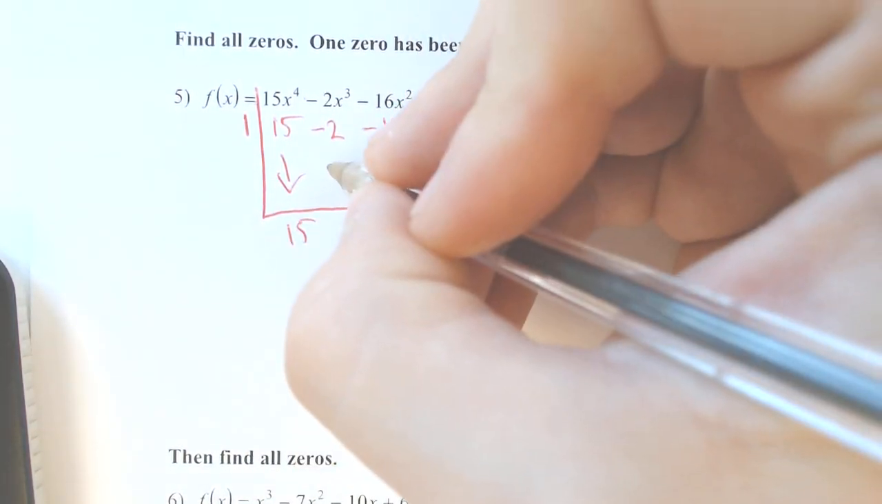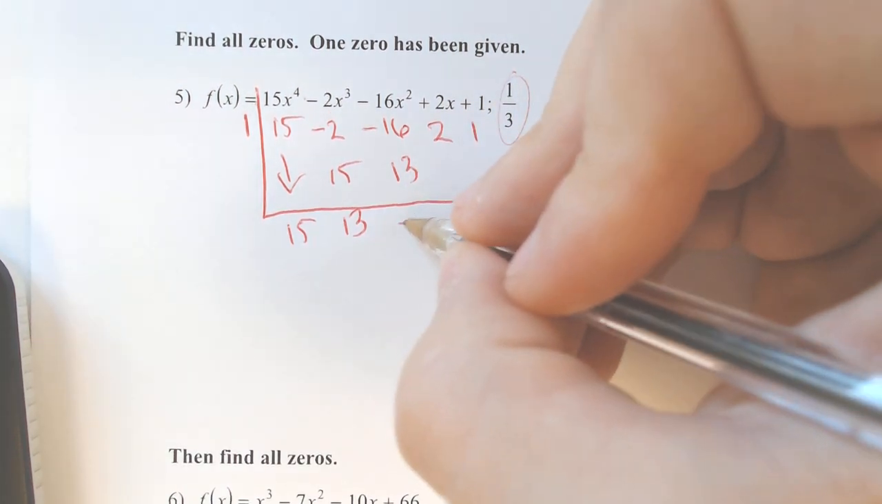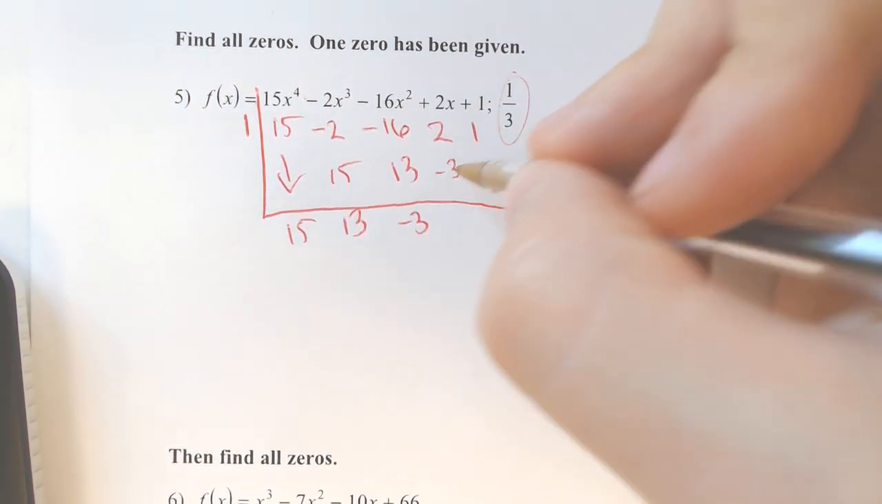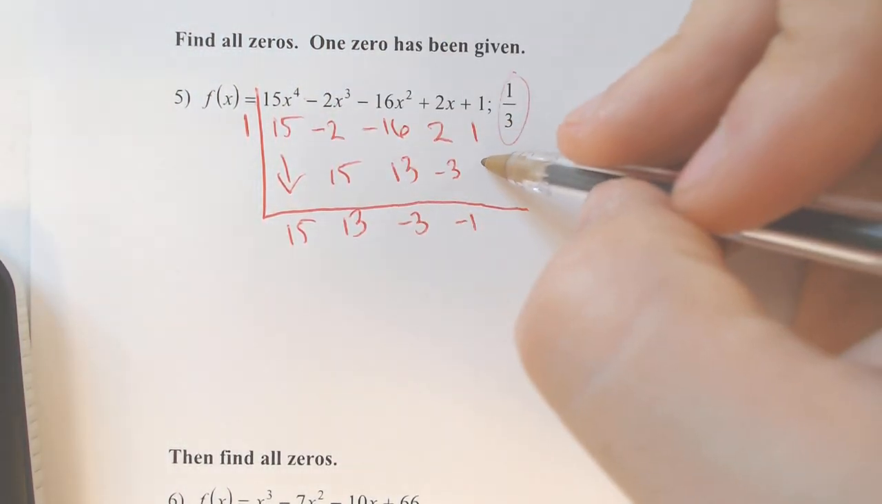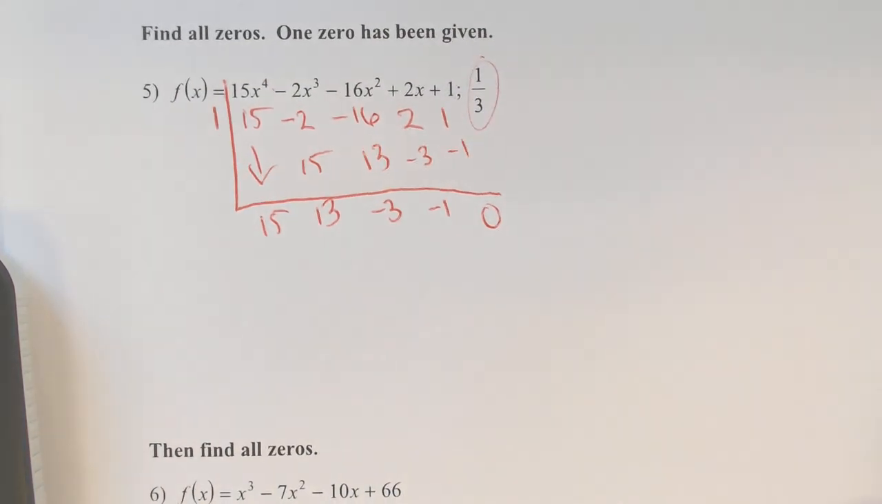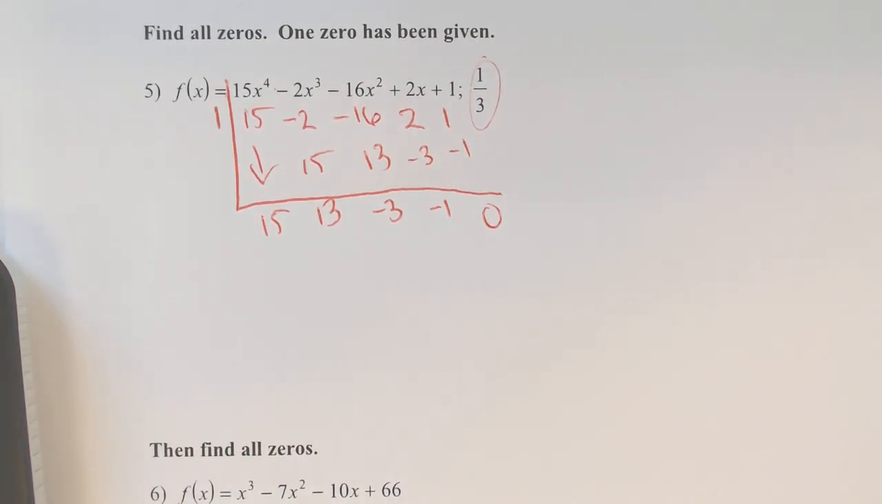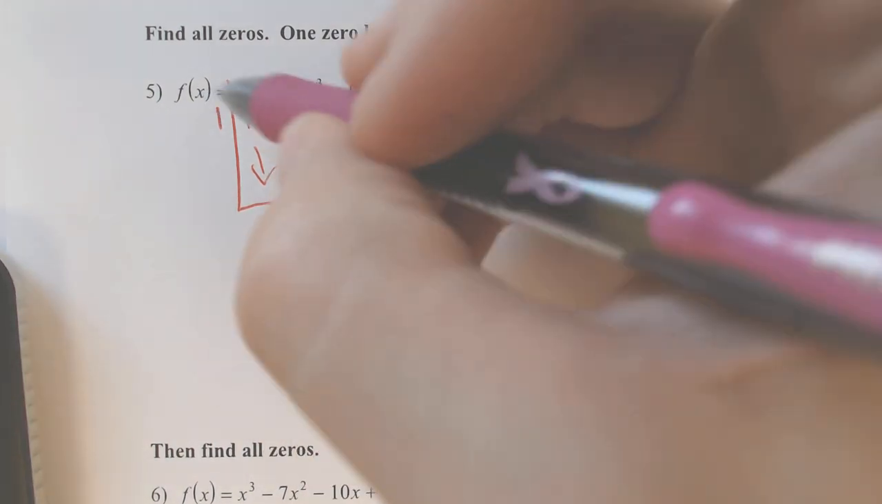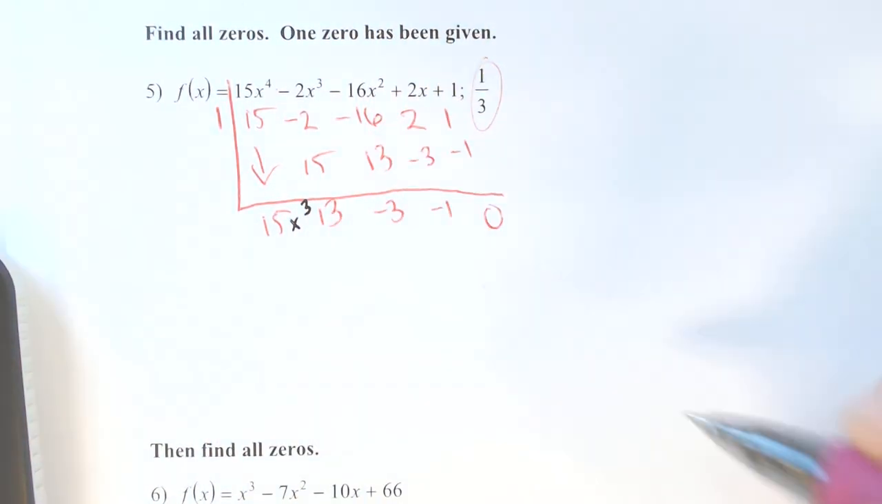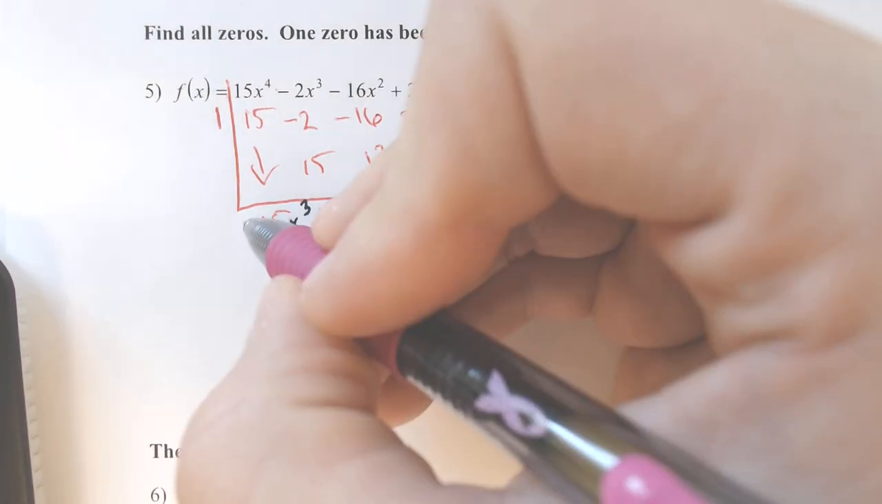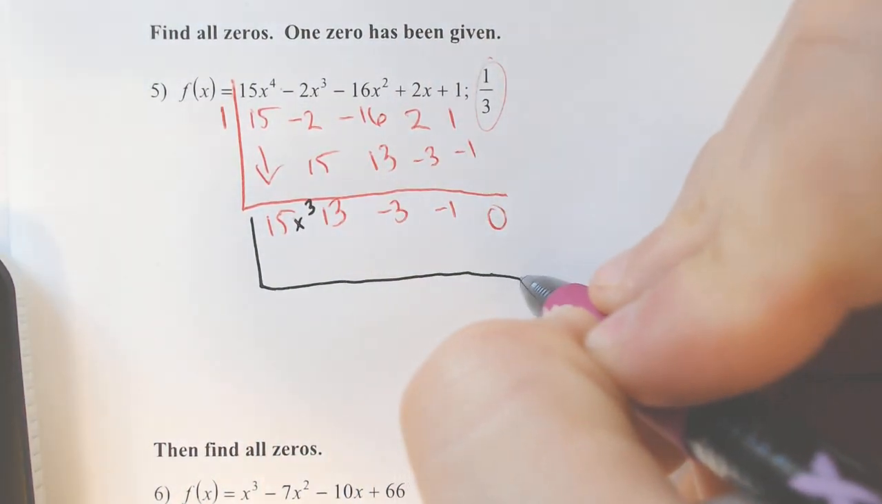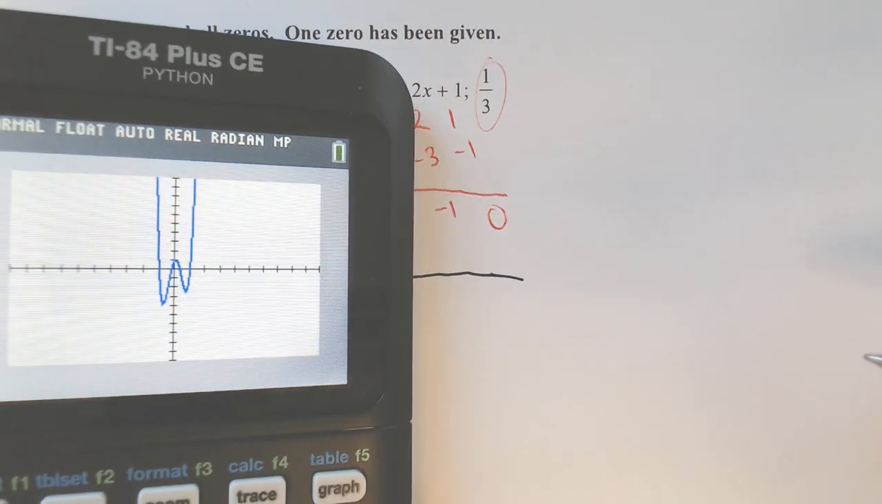Bring down the 15, multiply, add, multiply, add, multiply. I'm tired of multiplying and adding. -1, 0. Hooray. But because this problem started with an x to the fourth power, we're only at x to the third. So even though we've divided, we need to divide again with another 0 that went through perfectly.